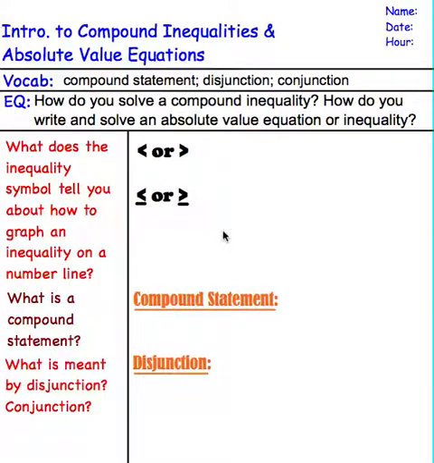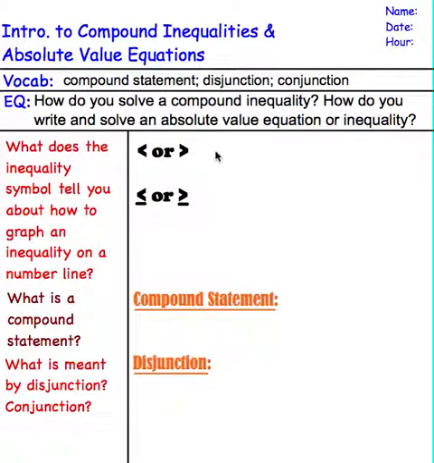Next step in the order when dealing with inequalities is to start looking at compound inequalities. We're going to do an introduction today, as well as look at some more absolute value equations before we start getting more into the transformations piece again.